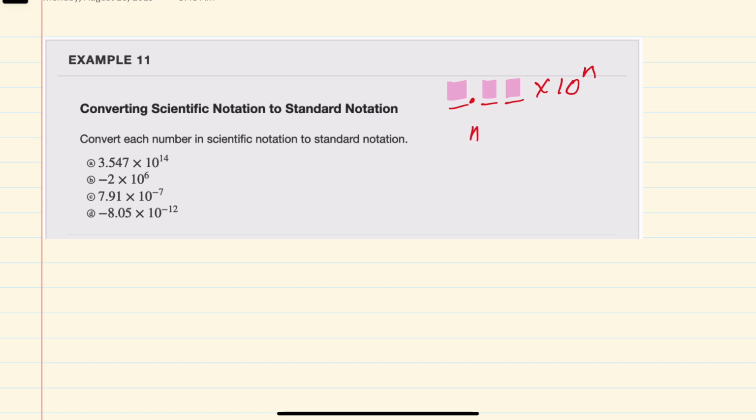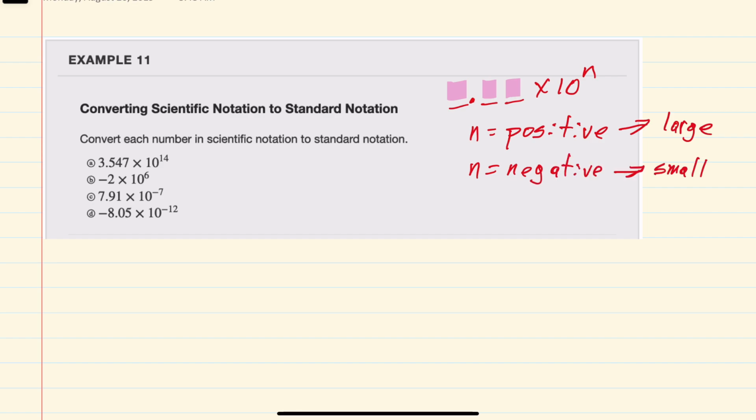And as we said previously, when n is positive, we know that this will be a large number, and when n is negative, this will be a small number. So I try not to reference moving decimals left or right as long as I can recall that positive n's are large, negative n's are small. I can move decimals accordingly. So I'll start with example A.